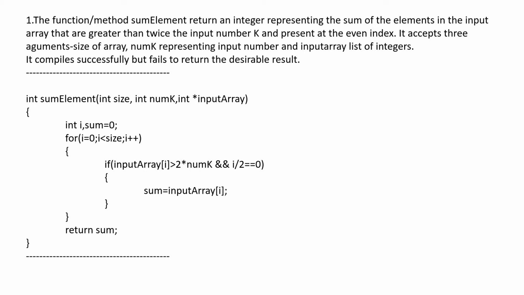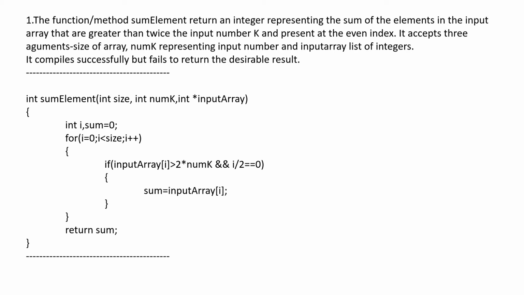number k. So the logic of the function is if and only if the array element is even and also the array element is greater than 2 times the given number k, so it should be added to the sum, and finally sum should be returned. Sum is the output here.